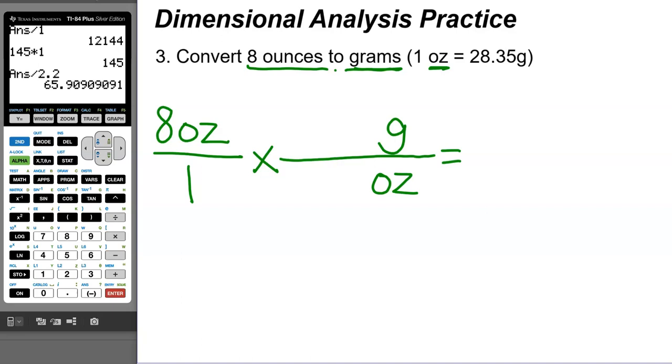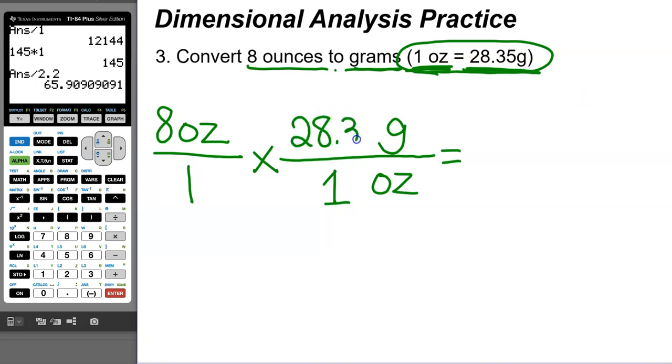Now that we have our units set up correctly, let's go ahead and fill in those numbers. Looking at the given information, we have 1 ounce equals 28.35 grams. So we're just going to pair up those numbers with the unit. So next to ounce, I'm going to put a 1. Equals 28.35 grams. So next to grams, I'm going to put 28.35. Whoops, didn't quite get the 5 there.